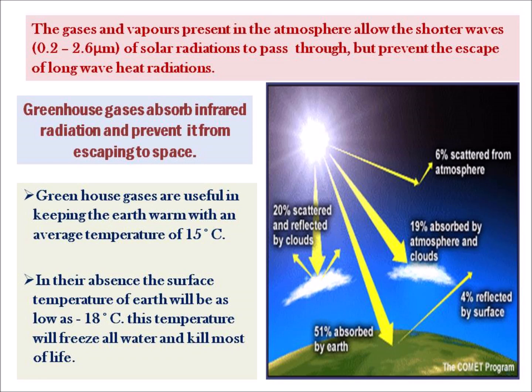Greenhouse gases are useful in keeping the earth warm with an average temperature of 15 degrees Celsius. In their absence, the surface temperature of earth would be as low as minus 18 degrees Celsius. This temperature would freeze all water and kill most of life. See in this diagram, from the solar radiation, 20% is scattered and reflected by cloud, 6% scattered from atmosphere, 19% absorbed by atmosphere and clouds, 51% absorbed by earth, 4% reflected by surface.